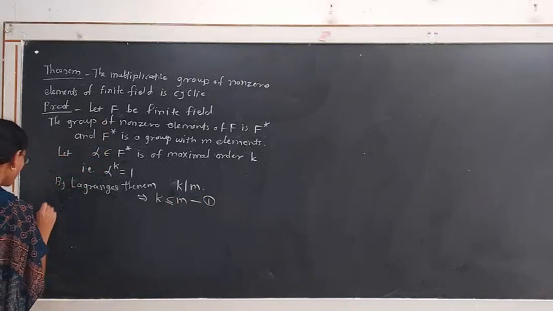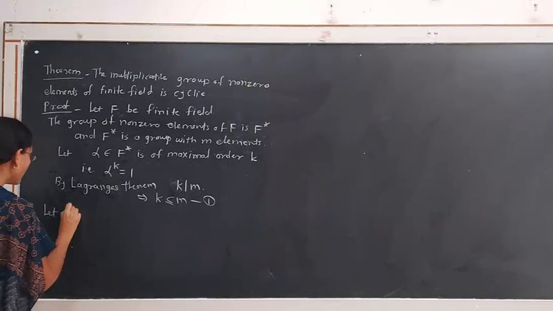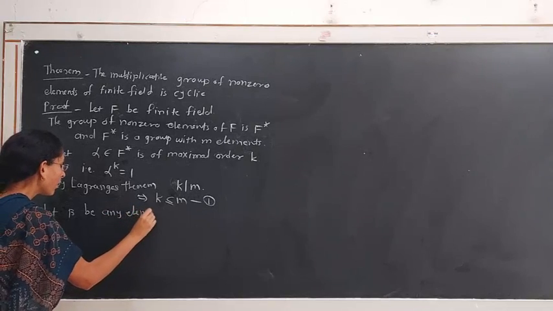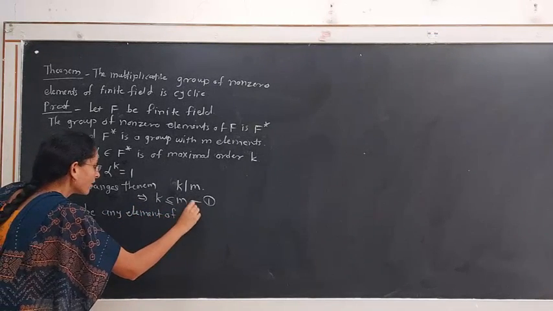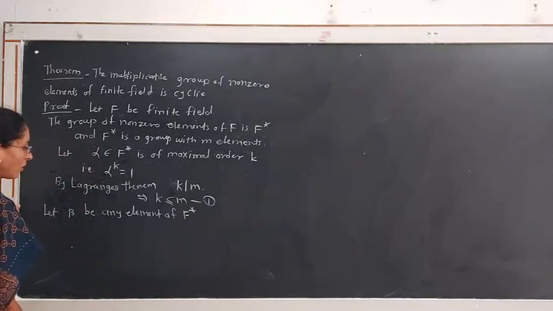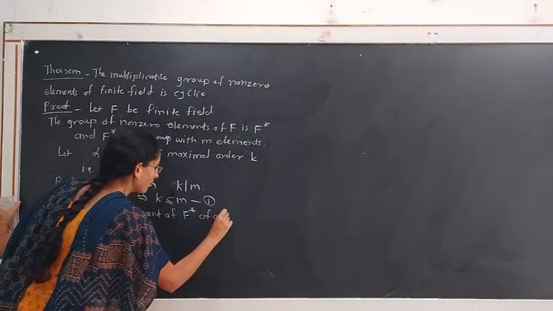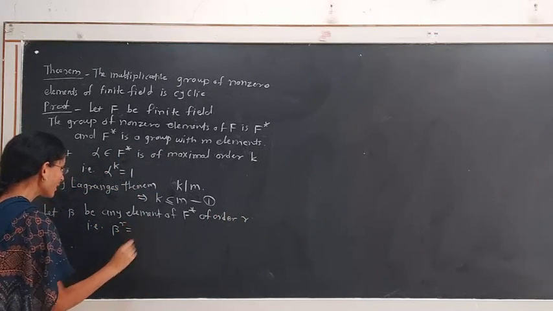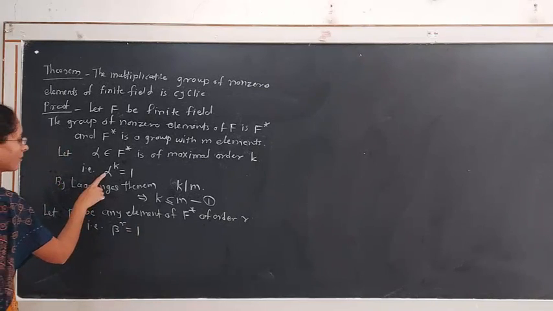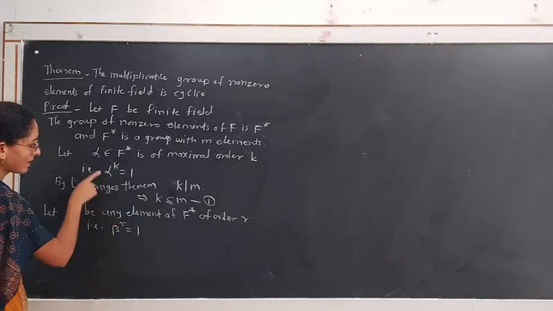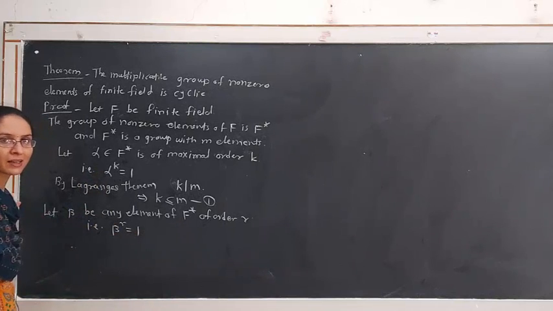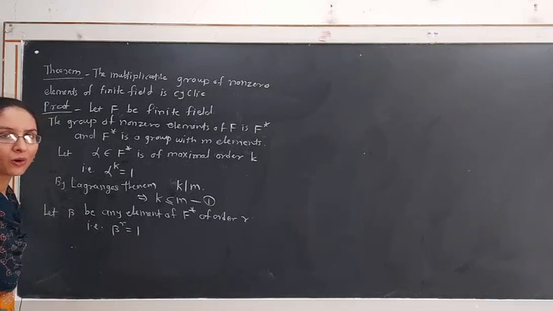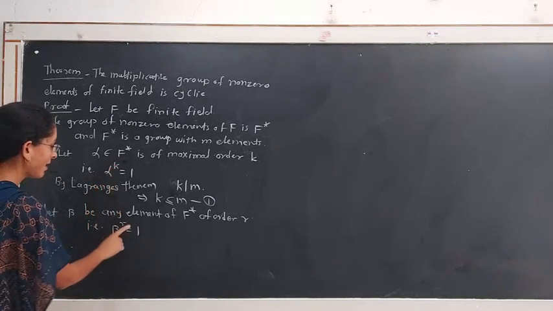Let beta be an element of the group F star of order R, that is, beta raised to R is equal to 1. Alpha is of order K, beta is of order R, and alpha and beta are elements of the field F star. Hence, there should exist an element of F star whose order is the least common multiple of K and R.